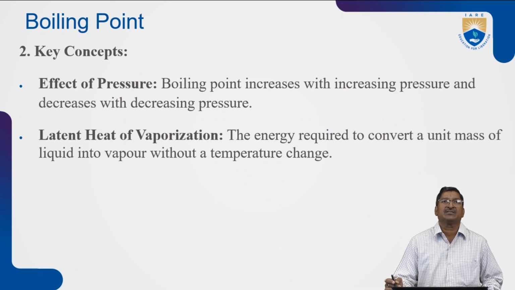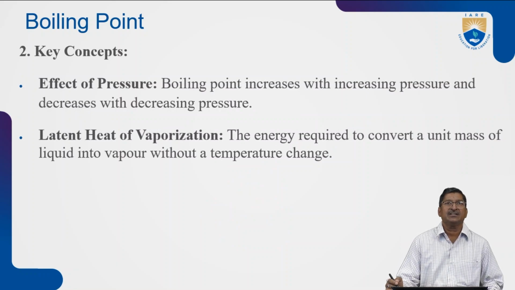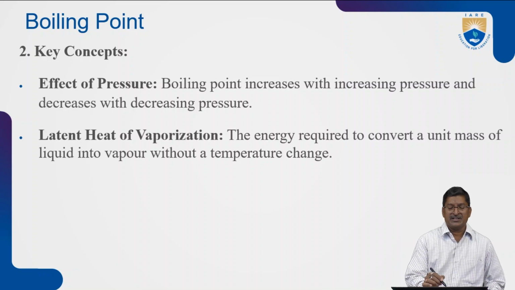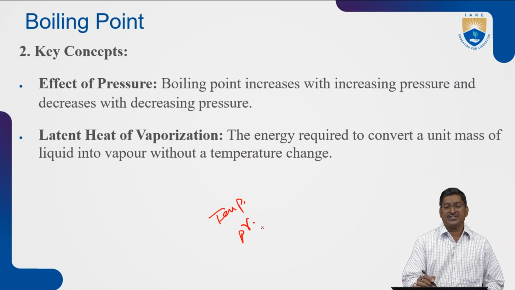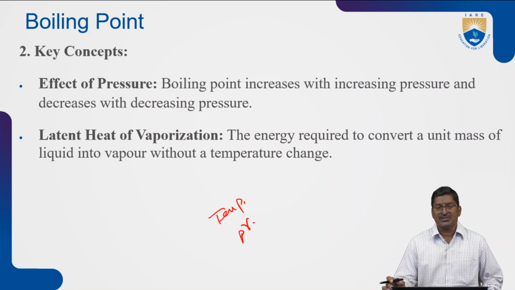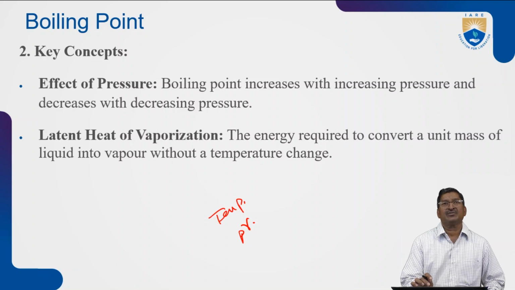The key concepts of boiling point: there are two things here. One is the effect of pressure. Another one is latent heat of vaporization. What is this effect of pressure? Boiling point increases with increase in pressure and decreases with decrease in pressure. Here the thing is temperature and pressure. At constant temperature also, boiling can take place. Not only by increasing the temperature, even though the temperature is constant, boiling can take place by increasing the pressure. So that is the key concept here, effect of pressure.